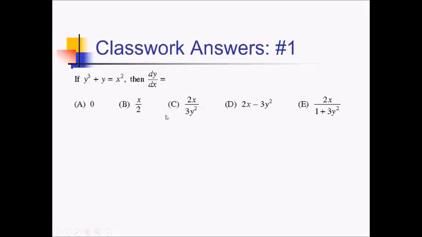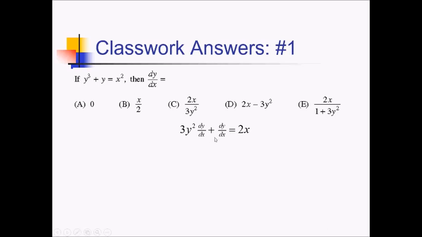On this problem, we need the derivative of this equation. Since y is tough to isolate, we'll use implicit differentiation. Derivative of y cubed, that's going to be 3y squared times a tail of dy over dx using our chain rule. Next, derivative of y is going to be dy over dx, and that's going to equal the derivative of x squared, which is 2x.